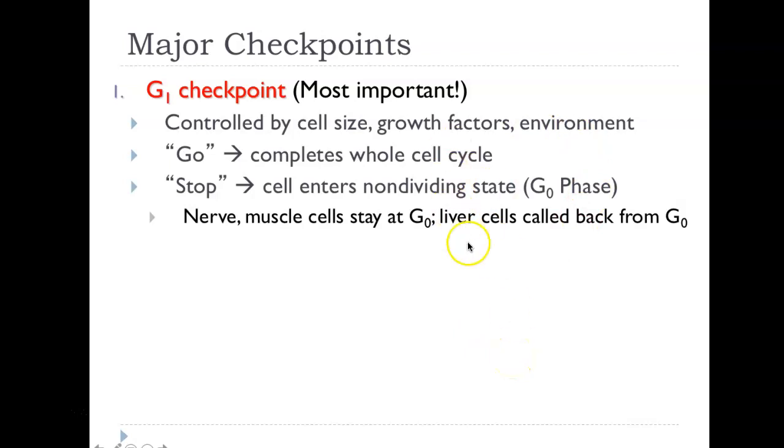Okay? So that's the G1 checkpoint. Most important, you need to know what it's controlled by. You need to know that the G1 checkpoint, if it is passed, commits the cell to division. If it doesn't pass the G1 checkpoint, then the cell is going to enter this G0 non-dividing state. And you need to know that nerve cells and muscle cells are always in a non-dividing state. Liver cells go back and forth.